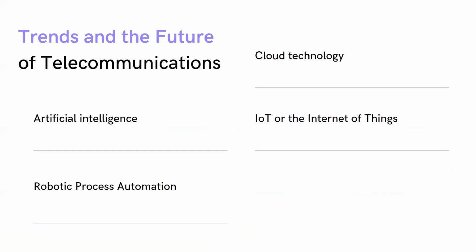So these are some of the trends which will get advanced by 5G. We have an idea about what artificial intelligence, robotic process automation, cloud technology, and IoT are. All these areas will have the advantage of 5G once it gets implemented.